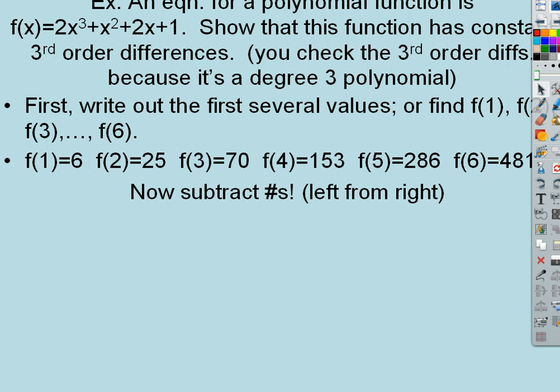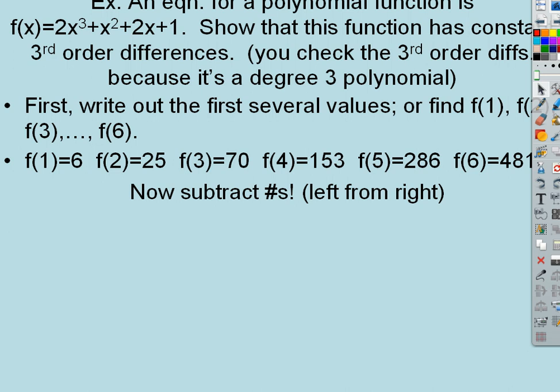Okay. I want to show you something. I want to show you that if we have a polynomial function that is a third-degree polynomial, the third-order differences are constant, finite and constant. Okay, now what do I mean by that?